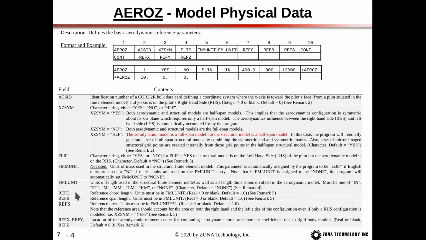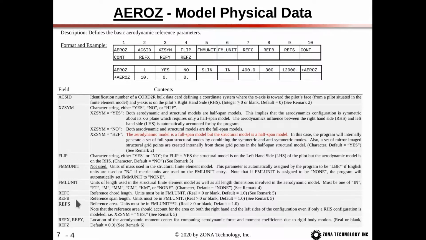Okay, next we have ref C, which is the reference chord length, and the units here are in the FML unit, our model units. So the FML unit and FMM unit, I'll be referring to those as model units, as opposed to analysis units, which we'll come across later. So ZEUS has two unit systems, model units and analysis units. The bulk of the input will make use of the model units.